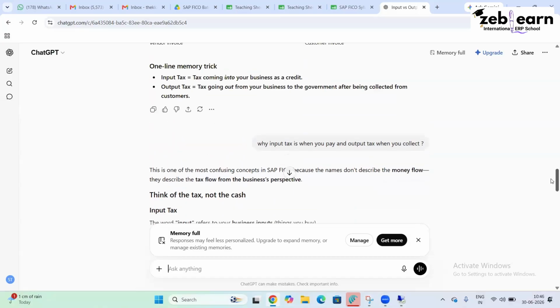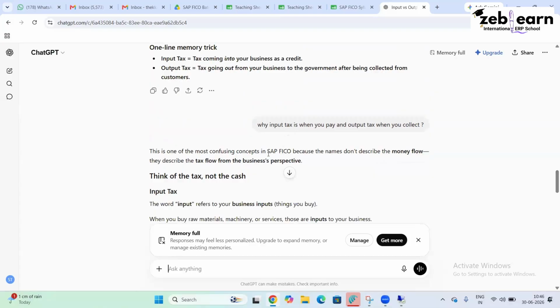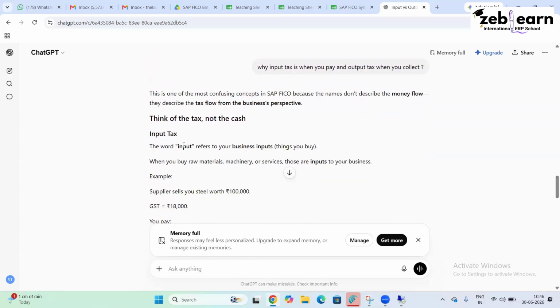Wait, sorry. This is one of the most confusing concepts in SAP FICO because the names don't describe money flow. They describe tax flow from the business perspective. Think of the tax, not the cash. Input tax: the word input refers to your business inputs, things you buy. When you buy raw materials, machinery, or services, those are inputs to your business. Even though you are paying the tax, these are inputs. So that is why they are input tax.